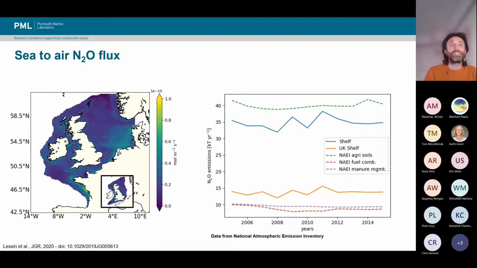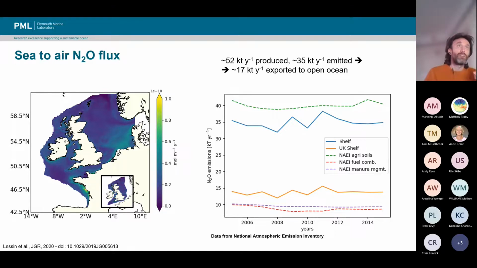But how certain are we about these fluxes that we can estimate? Oh yes, sorry. And the other thing is that the total production is about 52 kilotons per year, and only 35 kilotons per year are actually emitted to the atmosphere. This means that there are about 17 kilotons per year that are either accumulated on the shelf, or more likely exported to the open ocean, where this can eventually be exchanged with the atmosphere at a later stage. I was saying how certain we are about this estimate.